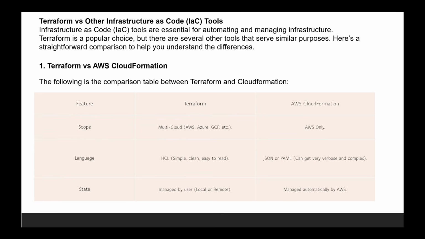The features of Terraform and AWS CloudFormation. The scope of Terraform is multi-cloud: AWS, Azure, and GCP. The scope of AWS CloudFormation is AWS only. The language of Terraform is HCL, which is simple, clean, and easy to read, while JSON or YAML can get very verbose and complex. The state of Terraform is managed by the user, local or remote, and the state of AWS CloudFormation is managed automatically by AWS.